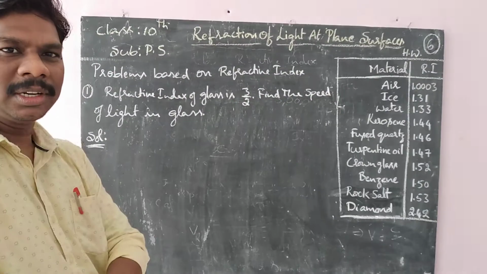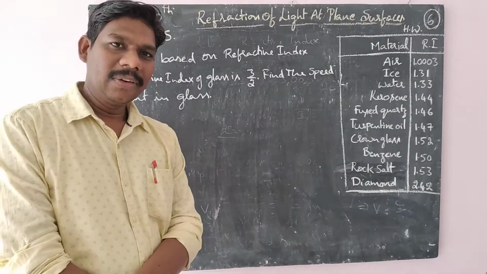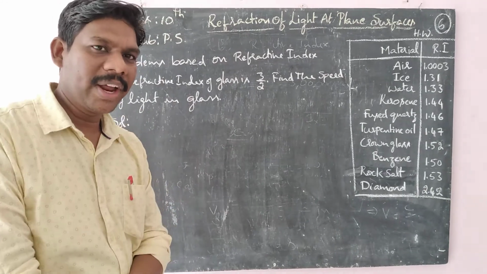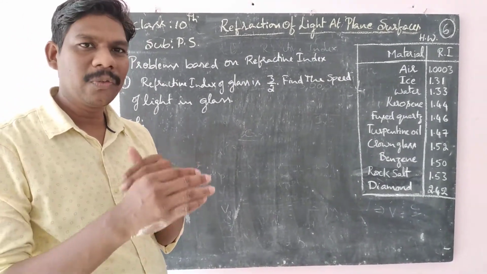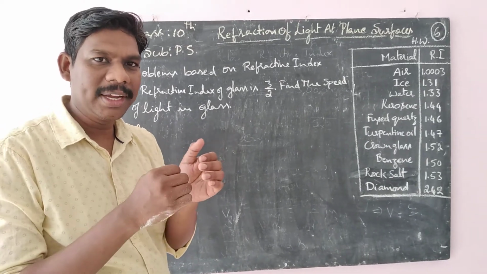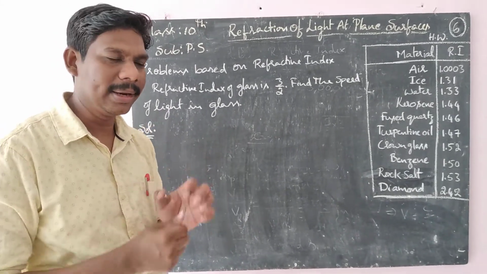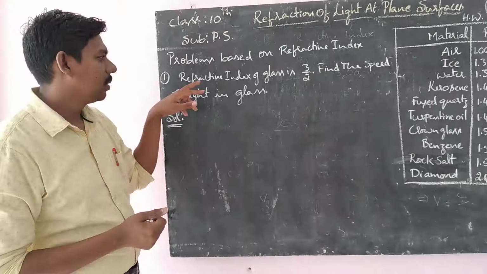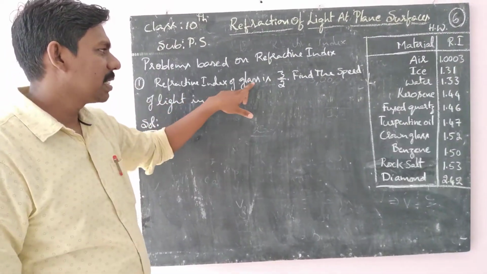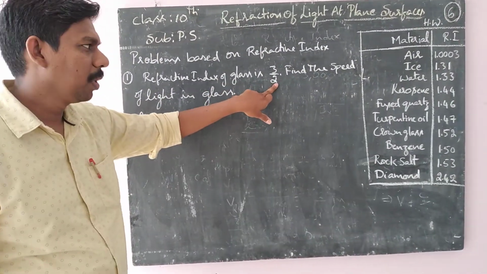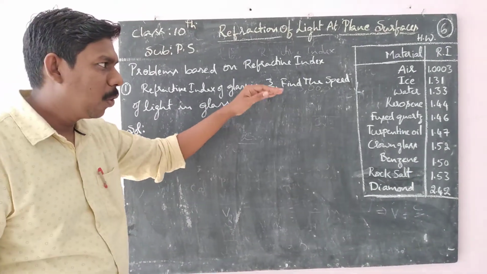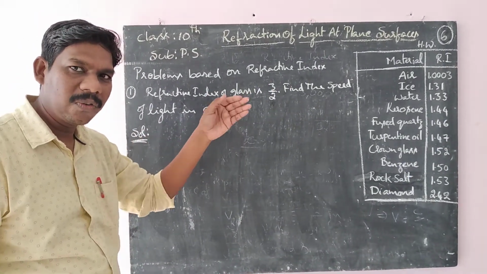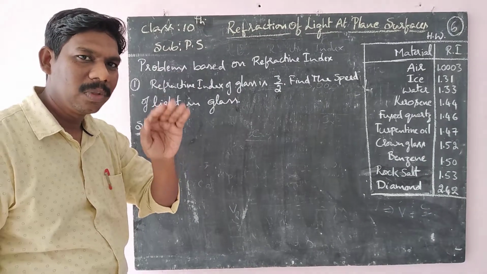Yes, welcome back children. We have completed refractive index and relative refractive index and their relations. Now in this class we are going to find out how to calculate the speed of light in a particular medium. For that, the sum is: the refractive index of glass is 3/2. Find the speed of light in that glass. So by knowing the refractive index value, you can find out the speed of light in that medium.